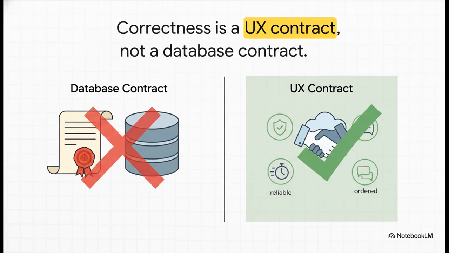So here it is. This is the single most important thing to take away from all of this. In a system like this, correctness is a UX contract, not a database contract. It's not about being theoretically perfect. It's about what the user feels. Does it feel fast? Does it feel reliable? That is the only contract that actually matters.